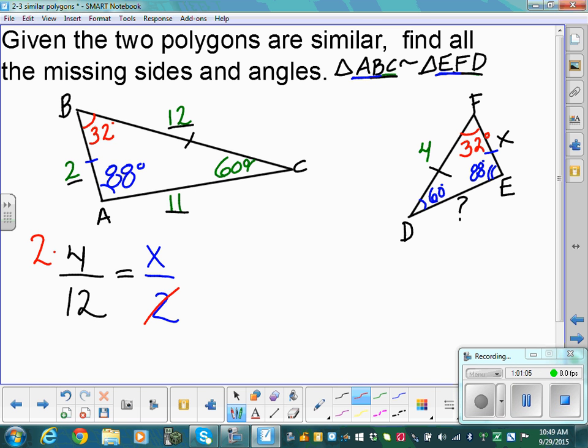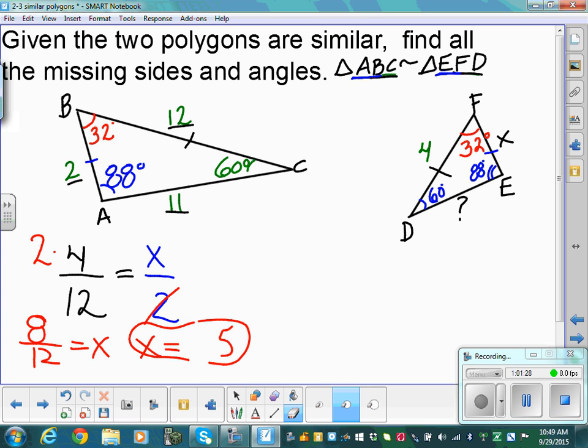So now you'll do it on your calculator. 2 times 4 is 8 divided by 12, which is equal to x. What's the decimal? 1.5. You're right. It would be 1.5. True. So we know that x is 1.5.